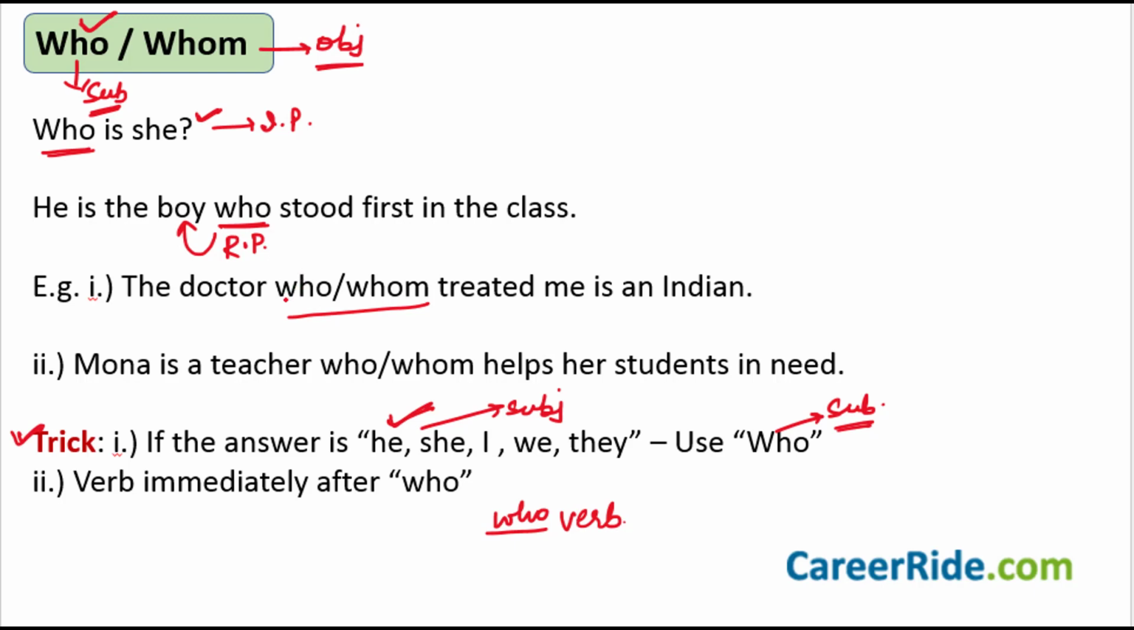Let's try if the second trick also applies. Is there a blank? Yes, this is a blank. And is there a verb after it? Yes, there is a verb after it. How? This, treated. It's a verb, right? So what should happen? It should be who, right? Try to apply this in the second sentence now.